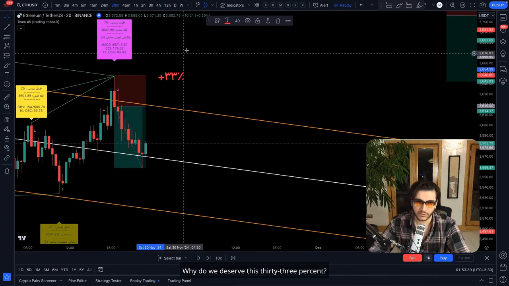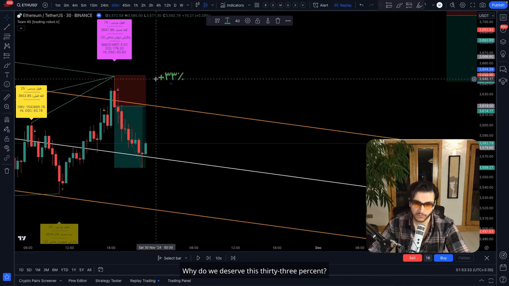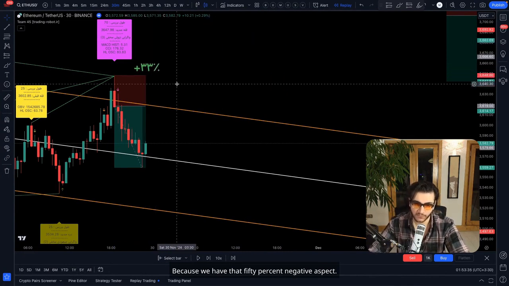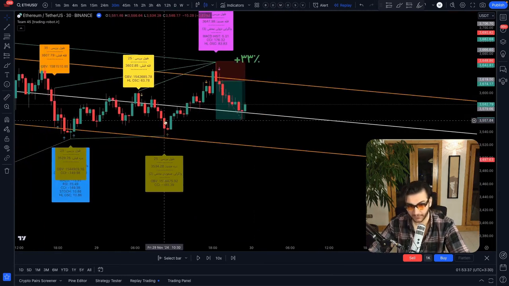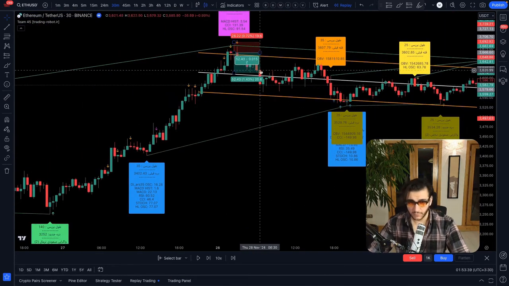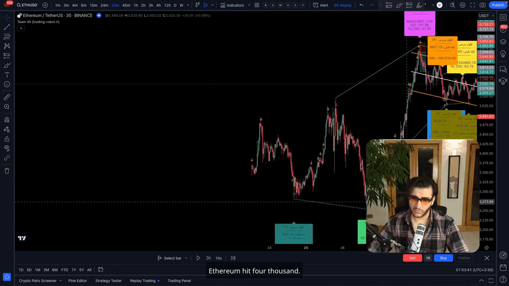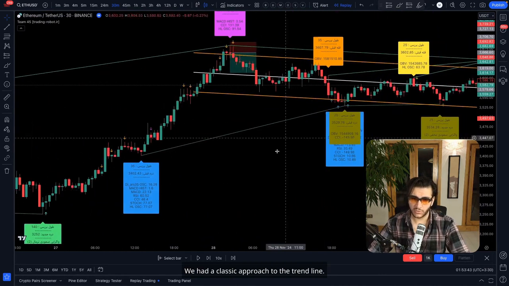Why do we deserve this 33%? Because we have that 50% negative aspect. The last trade, Ethereum hit 4,000. We had a classic approach to the trend line.